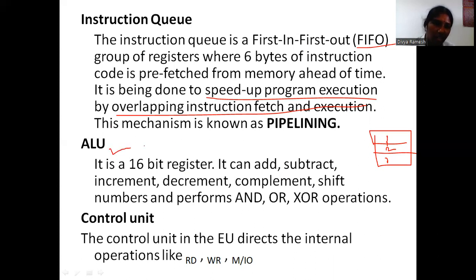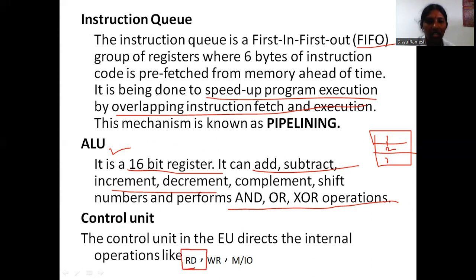Next, ALU. ALU is the arithmetic and logic unit. It is a 16-bit unit. It can add, subtract, increment, decrement, and do various logical operations such as AND, OR, and XOR. Control unit: the major control signals behind this entire operation are read, write, memory, or input, output. If you need to read data from a particular location, these control signals will be given to the processor. Once the processor identifies the read signal, the data will be read from the particular location.